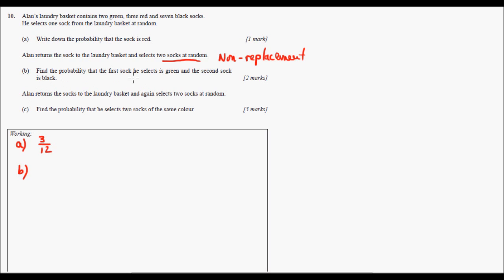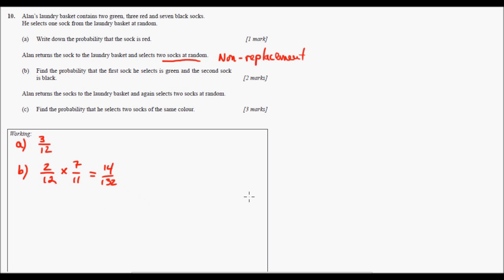So find the probability that the first sock he selects is green and the second sock is black. Okay, so the first sock is green. So that's going to be 2 out of 12. Okay, now this is another common mistake. When you do independent probabilities, you have to multiply. Okay, and then the second sock is black. Well, there's still 7 black socks there, but he took a green one out. So there's only 11 here. Okay, now this is 14 out of 132.